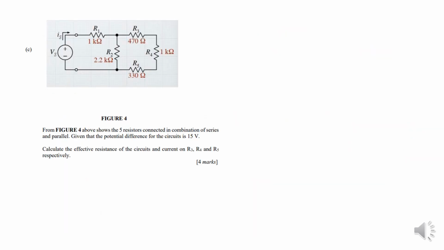Okay, the last one is C, 4 marks. Okay, from figure 4 above shows the 5 resistor connected in combination of series and parallel, given that the potential difference of the circuit is 15 volt. So V dekat sini adalah 15 volt. Okay, calculate the effective resistance, so R total, of the circuit and the current on R3, R4 and R5. Dia nak I3, I4 and I5.